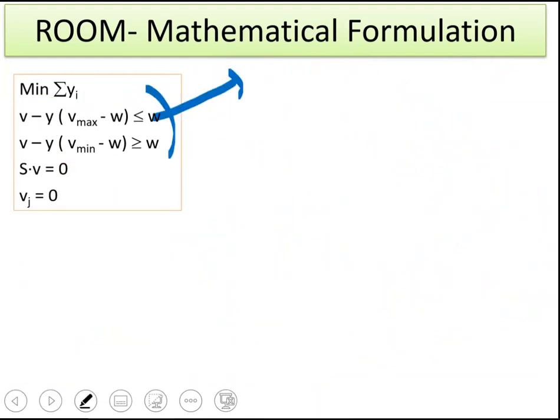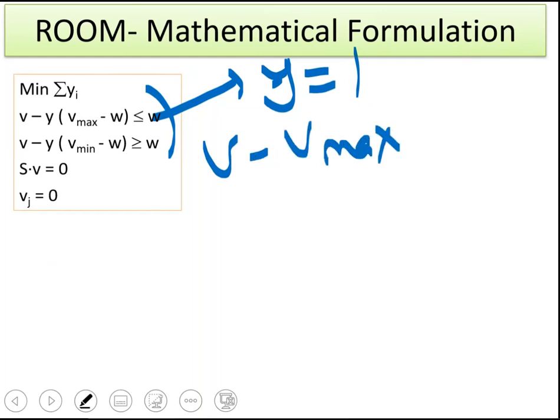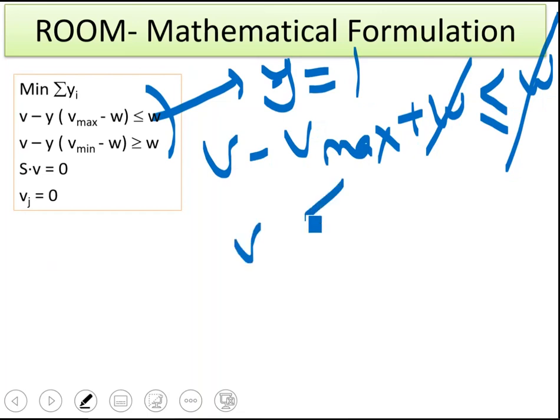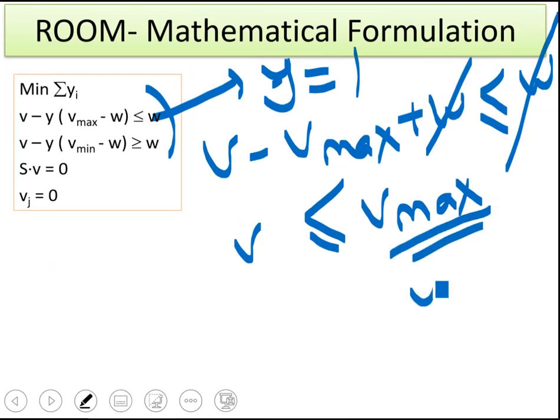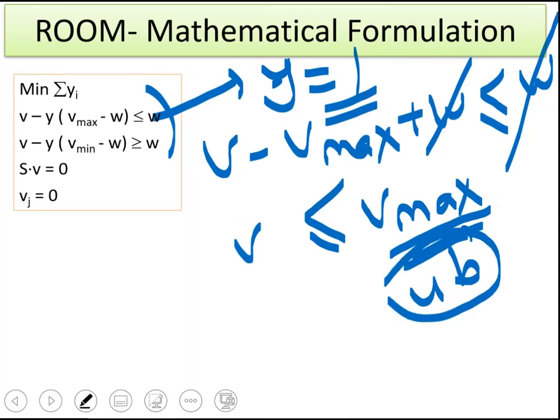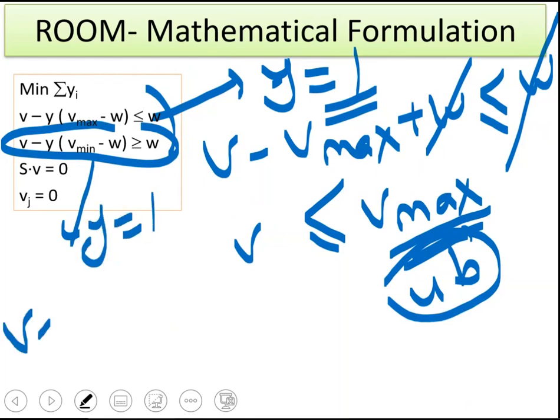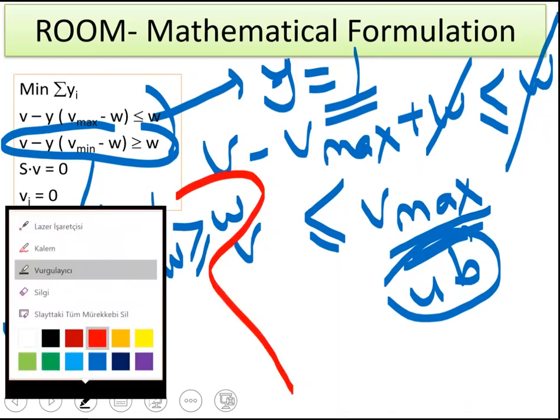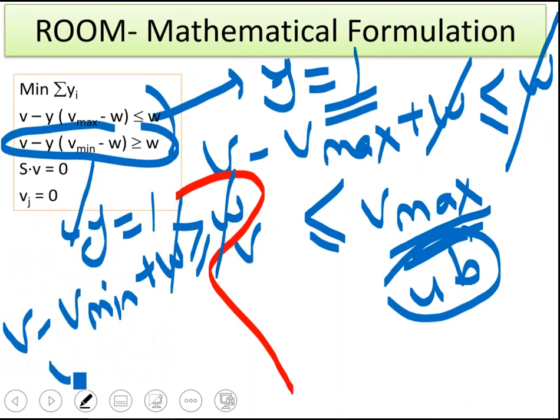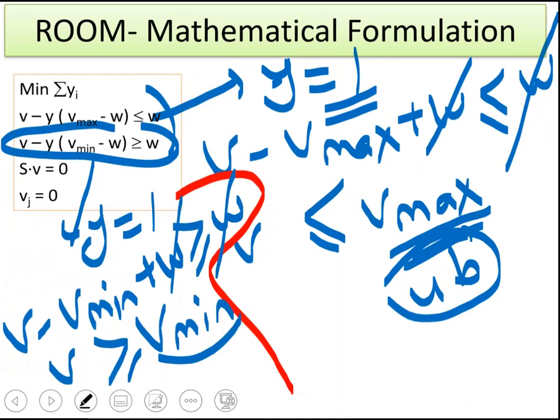Let's look at the other alternative. The other alternative is y is 1. In this case, v minus vmax plus w is smaller than w, and these w's will cancel. So this is v smaller than vmax. Here vmax is actually the upper bound vector. So you say that if the flux is changing, which is y equals 1, then you just use the upper bound value as the upper constraint. And here, again, if y is 1, v minus vmin plus w will be greater than w. And here, again, w's will cancel, so this means v will be greater than vmin.